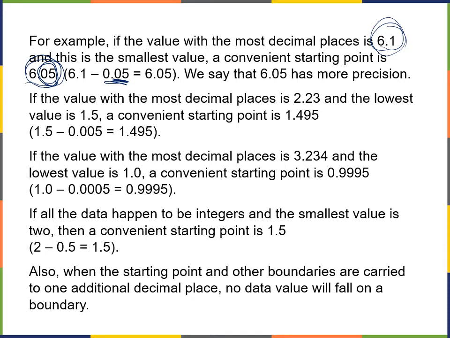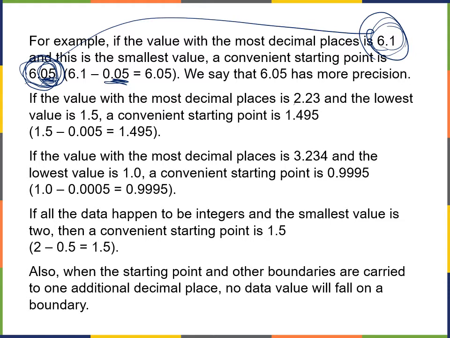But if we start there, that will allow us to ensure that this first data value is in the first class. And by having two decimal places as our starting point, all the other classes will start at two decimal places. And it'll ensure that none of our data values fall, say, in between two classes.